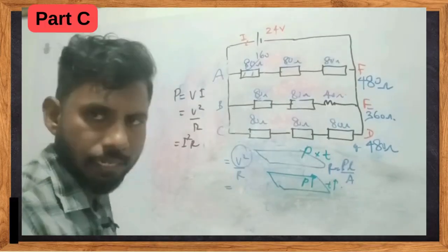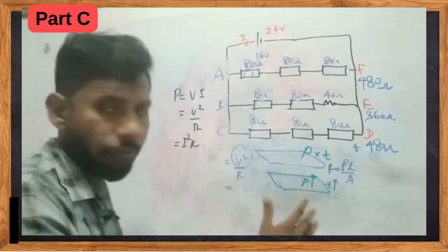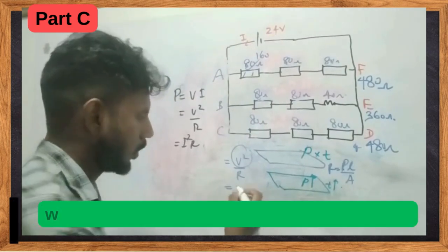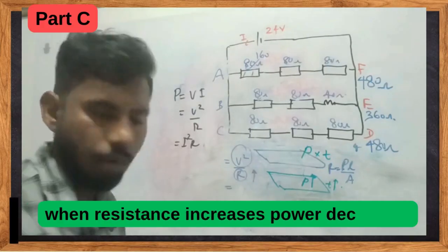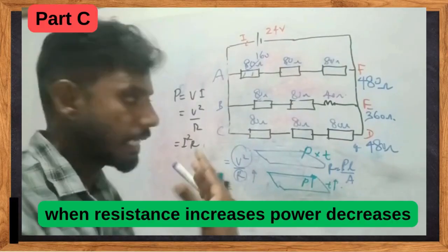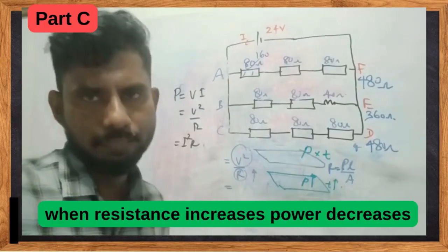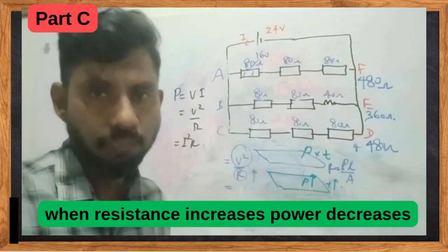And when it comes to the second layer, the resistivity will increase with temperature. So basically what happens? V squared over R, when resistance is increased, power will decrease. So altogether for this heating pad, the power dissipation will decrease. That is your conclusion for this question, part C.